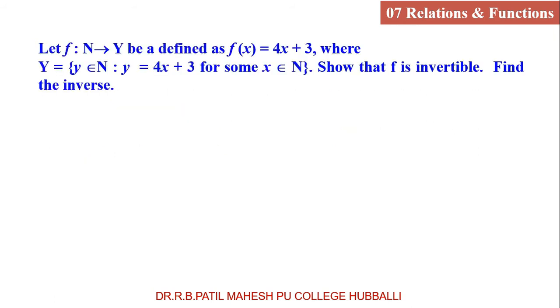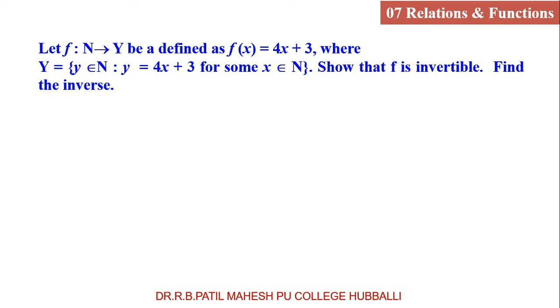Now let me take some examples so that you will understand it clearly. Let f from capital N to capital Y be defined as f of x equal to 4x plus 3, where Y is the set of small y belonging to capital N such that y equals 4x plus 3 for some x belonging to capital N. Show that this f is invertible and find the inverse.